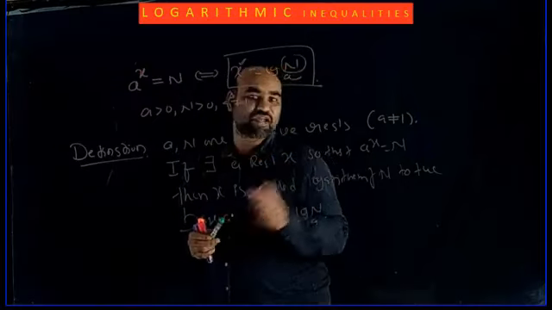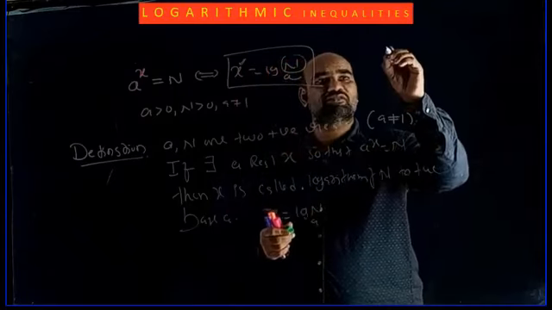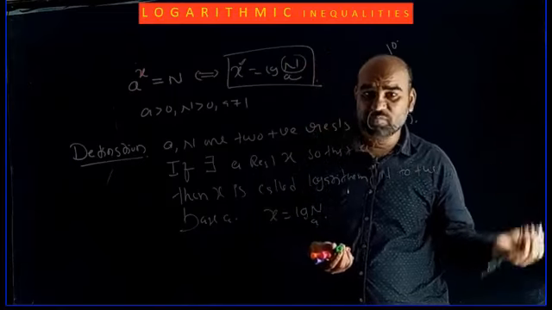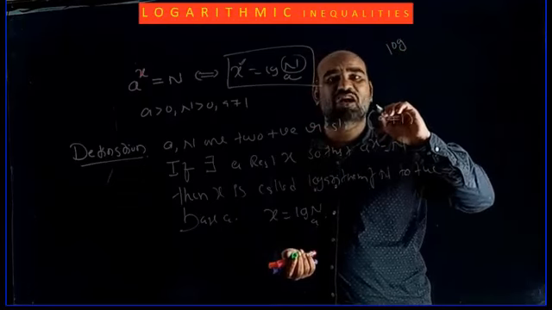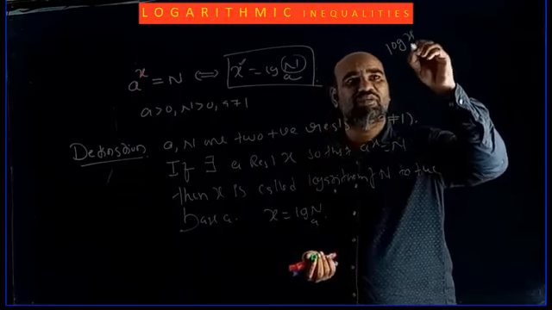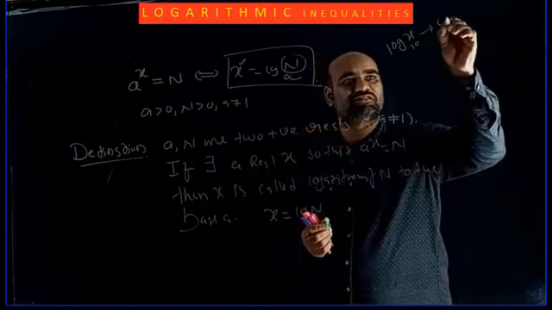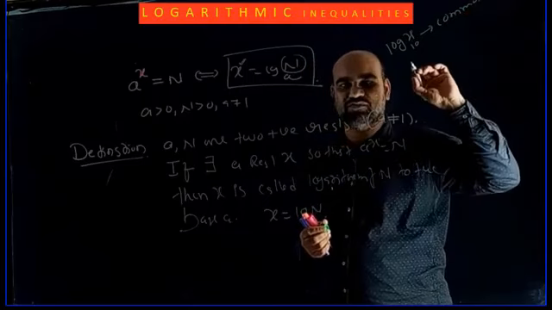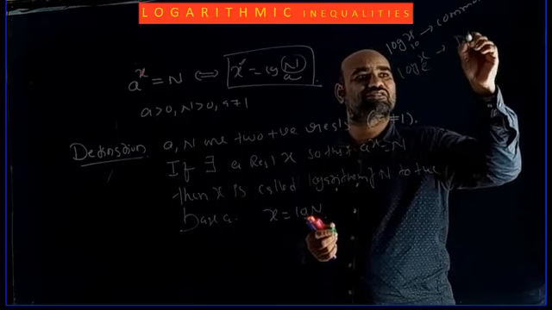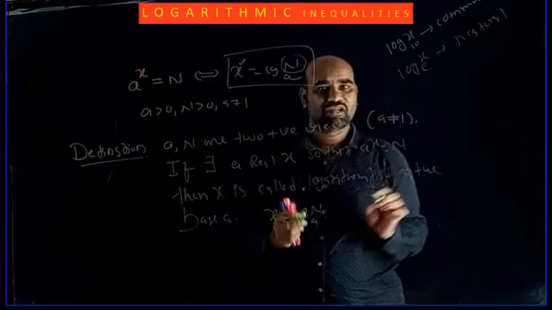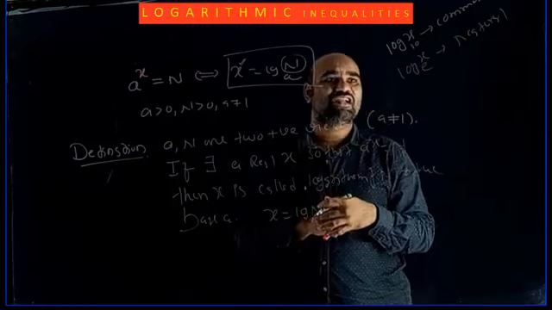There are generally two types of logarithms, common logarithms and natural logarithms. Logarithms with the base 10 are called common logarithms. a is any positive real number and not equal to 1. Logarithms with the base e are called natural logarithms.